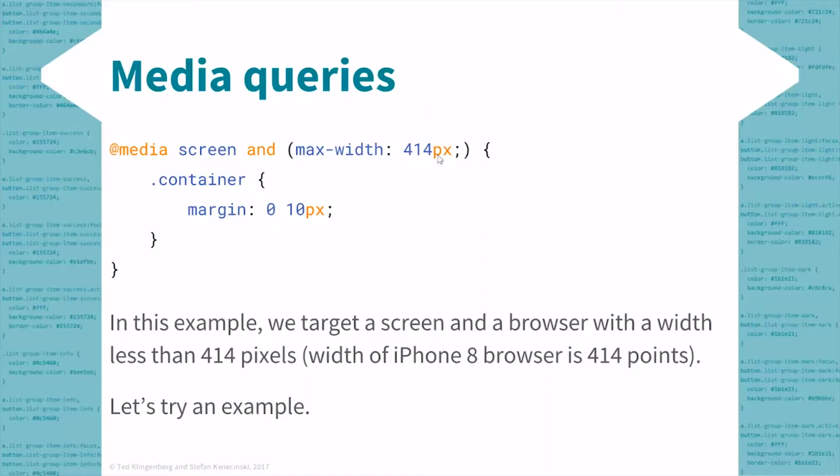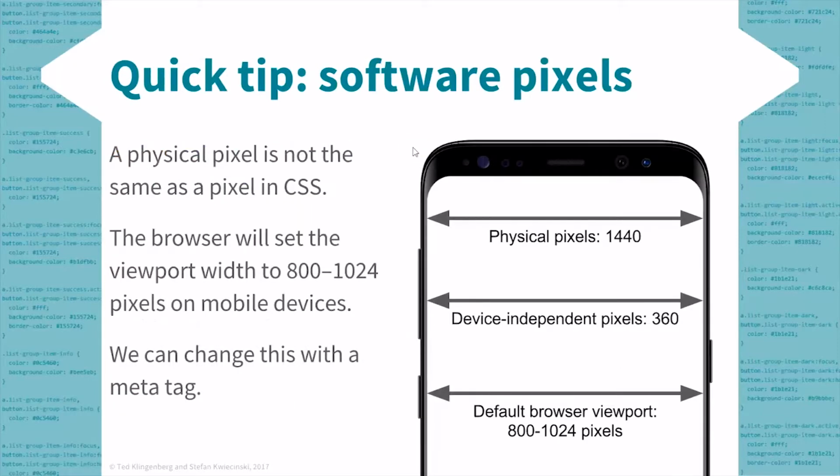And I use 414 because that's the width of a browser window inside of Safari using device pixels, but we'll talk a little bit more about that right now. A physical pixel is not the same as a pixel in CSS, and this is a somewhat complicated idea, especially if we don't really know too much about web development. It's not too difficult, but at first glance it can seem a little more difficult than it needs to be.